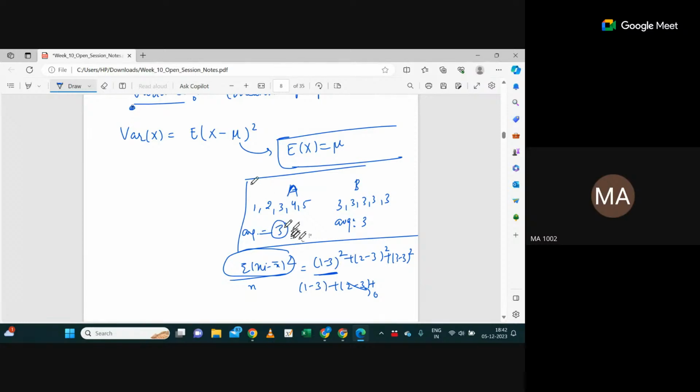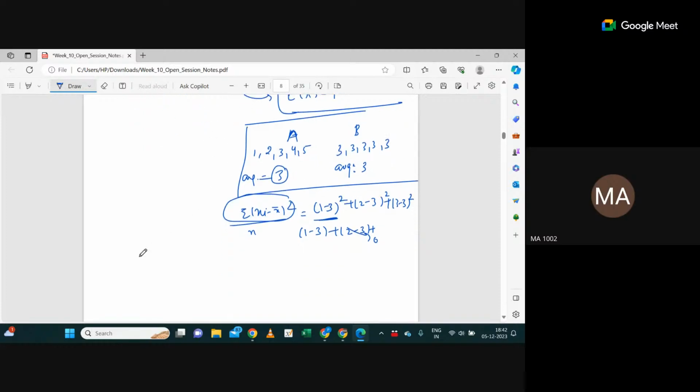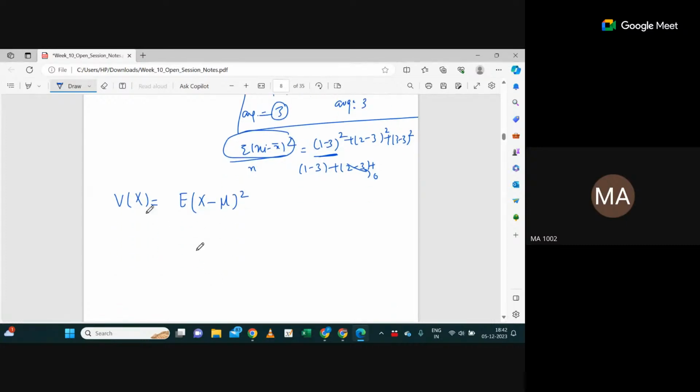The same concept is applied for the variance of your random variable. So the variance of random variable X is defined as nothing but the expected value of X minus mu whole square, meaning the deviation from its mean. So this is one formula you can apply for variance. Another one: if you expand this, what will you get?